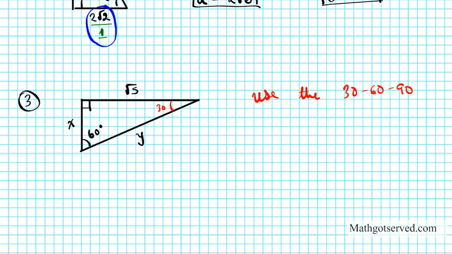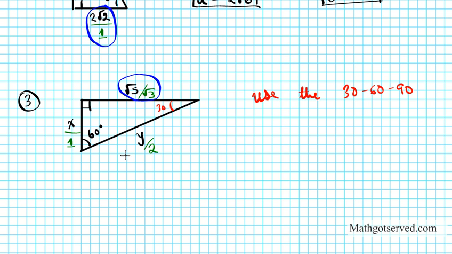Opposite 30 degrees is 1, so put the 1 here. Opposite 60 degrees is root 3, so put this over root 3. And then opposite the 90 degrees is 2, so put this over 2. Okay, so this is the side that we know completely, so we're going to be setting the other sides equal to that to find out the value of the variables.